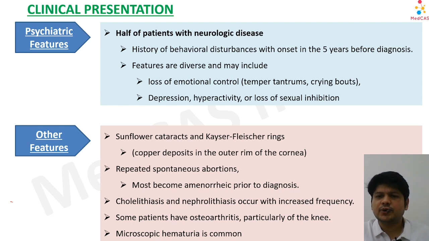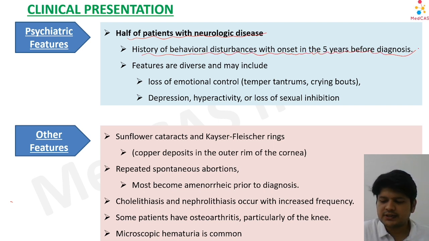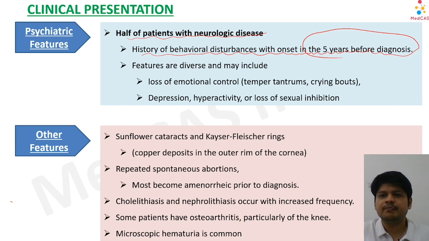Psychiatric features, like neuropsychiatric. Half of the patients with neurological disease have a history of behavioral disturbance with onset in the 5 years before the diagnosis, right? So the early age psychiatric disorder. Sometimes some people say that this patient has this problem. My mind directly goes to celiac disease, Wilson's disease, lupus, right? It is not common to have this kind of psychiatric disorder at an early age. If they are there, please rule out organic causes.